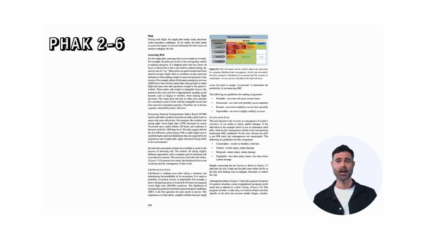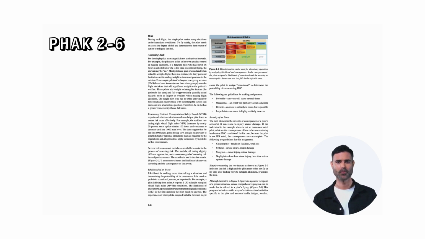Likelihood of an event. Likelihood is nothing more than taking a situation and determining the probability of its occurrence. It is rated as probable, occasional, remote, or improbable. For example, a pilot is flying from point A to point B, 50 miles, in marginal visual flight rules, MVFR, conditions. The likelihood of encountering potential instrument meteorological conditions, IMC, is the first question the pilot needs to answer. The experiences of other pilots, coupled with the forecast, might cause the pilot to assign occasional to determine the probability of encountering IMC. The following are guidelines for making assignments.